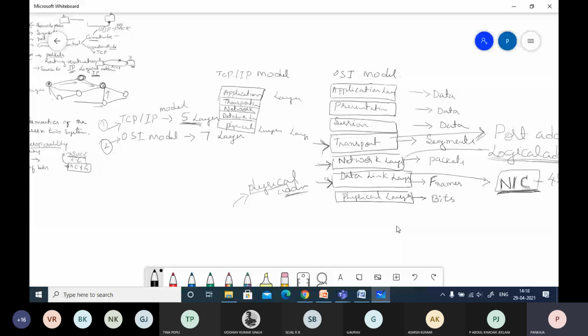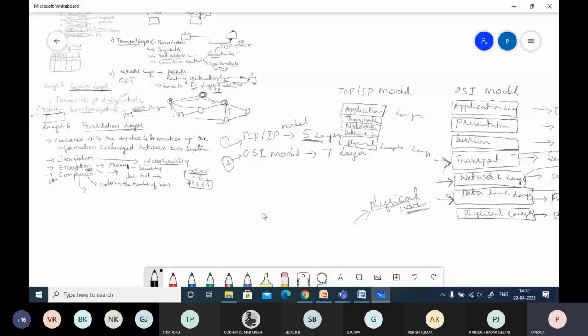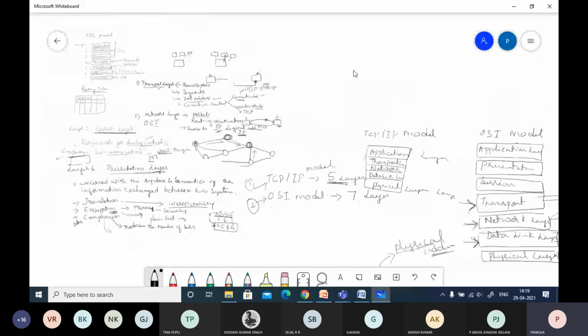Like that, you just remember two to three responsibilities of each layer. Definitely there will be one question on this, for 8 to 10 marks: explain the TCP/IP model with a neat diagram and specify the responsibility of each layer. Is it clear? Any doubt about whatever we have discussed as of now?